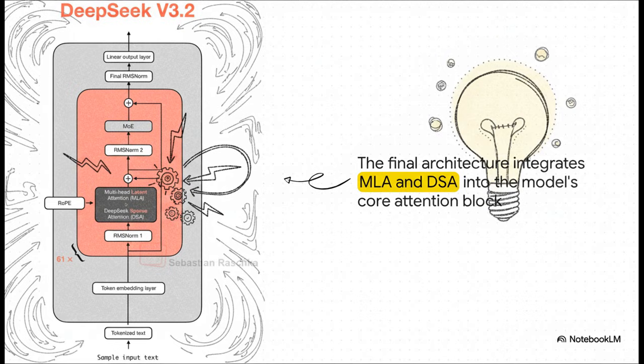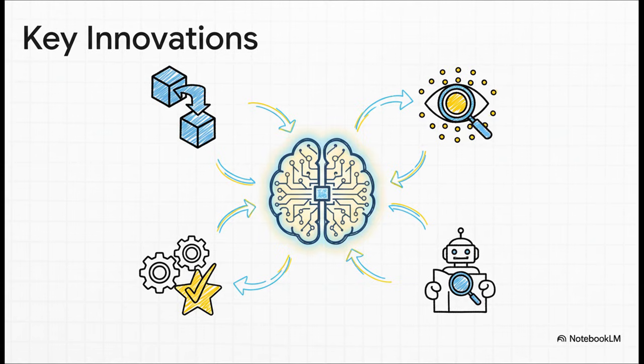You can see right there, inside the attention block, how those two brilliant, efficient attention mechanisms, MLA and DSA, are now fused right into the core of the model's design. It's the whole package. So when you boil it all down, what's the big takeaway? The crucial point is that DeepSeek V3.2's incredible success isn't because of one single silver bullet. No way. It's about the powerful synergy of all these innovations working together.